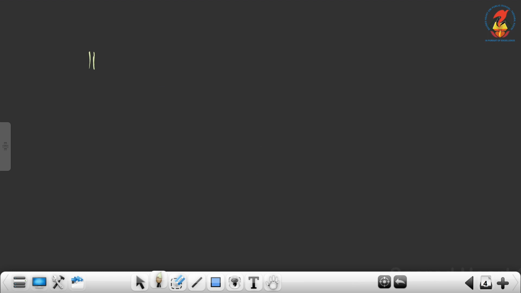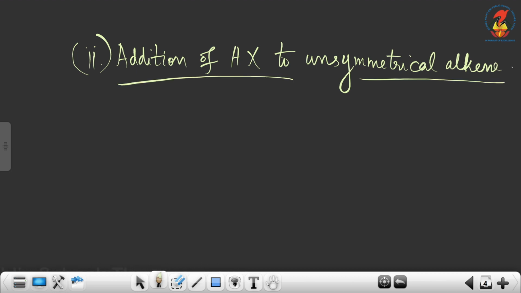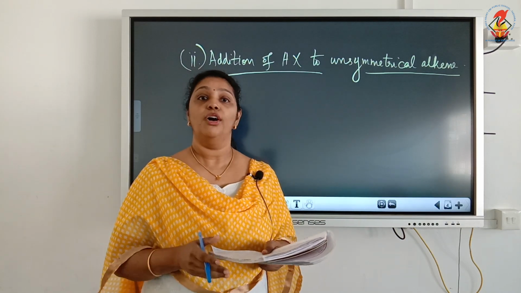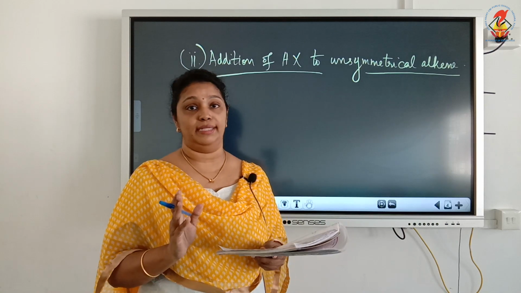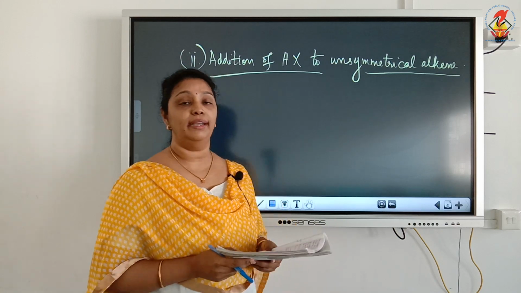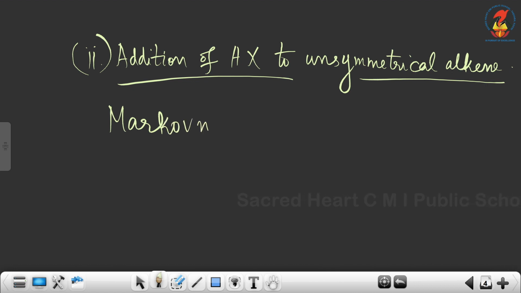Now next we are going to discuss the addition of hydrogen halide to unsymmetrical alkene. So next is addition of HX, hydrogen halide, to unsymmetrical alkene. Now unsymmetrical alkene means we have unequal number of carbon atom on either side of the double bond. So when you write the product of addition of hydrogen halide to unsymmetrical alkene, we have to follow a rule called Markovnikov's rule. So we are going to see what is Markovnikov's rule.